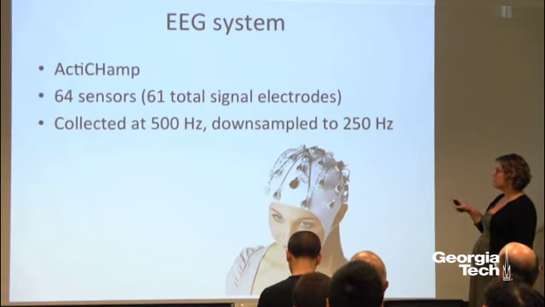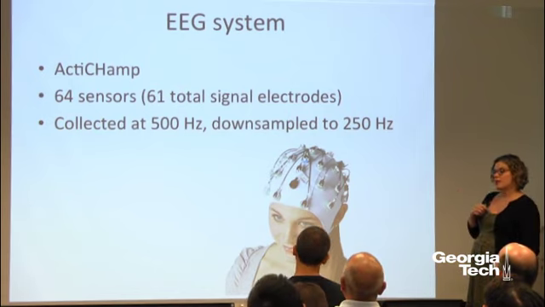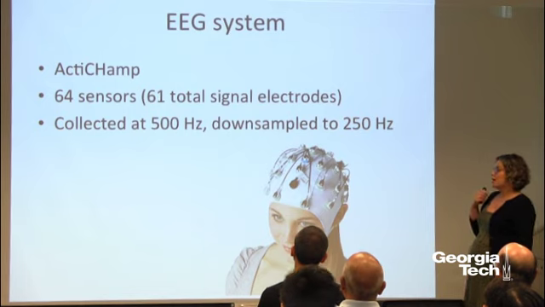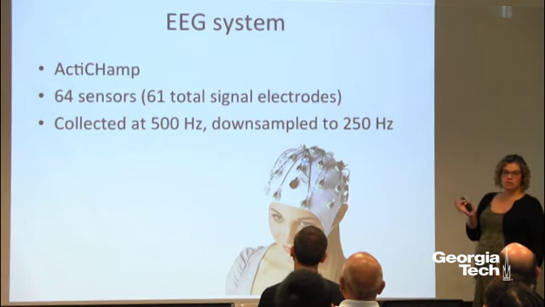So we use this ActiChamp. There's 64 sensors, and there's 61 signal sensors. And we collected at 500 hertz, downsampled to 250.